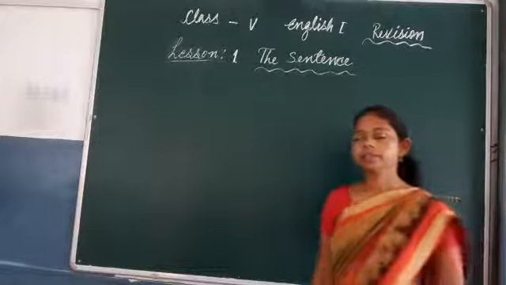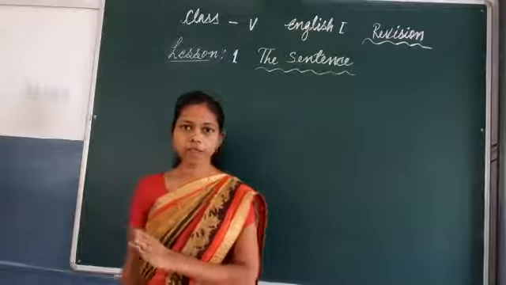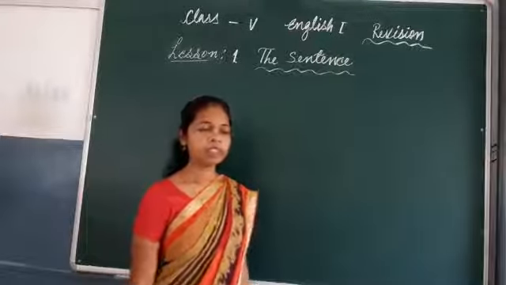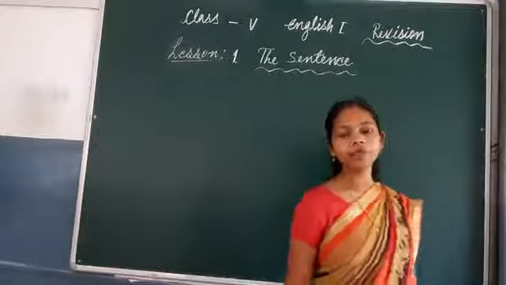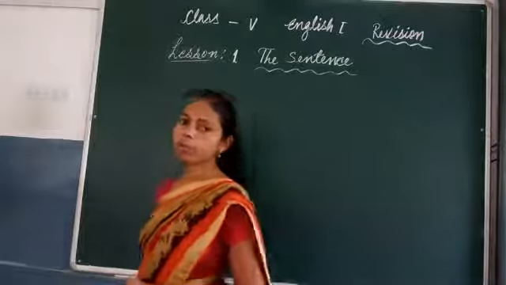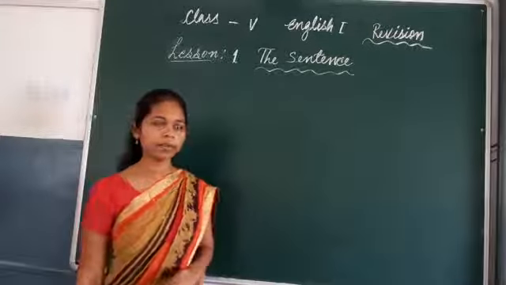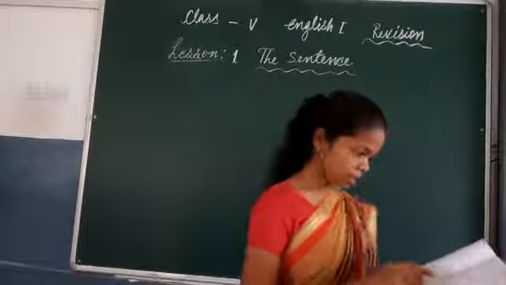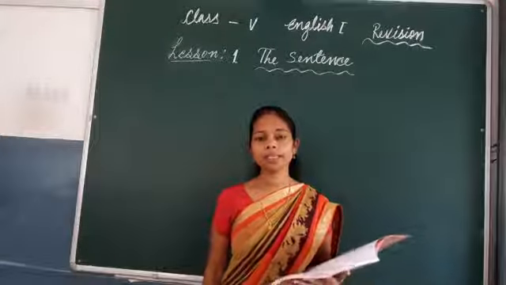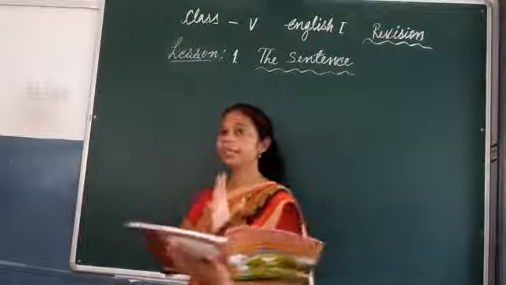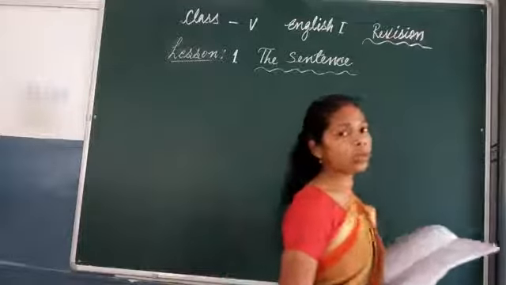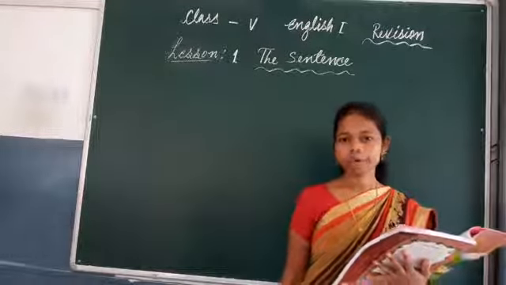We have seen the difference between jumbled words and the sentence, isn't it? In jumbled words also there are so many words. It is also a group of words, but it does not make complete sense. Whatever jumbled words are given in the left column do not make any sense because they are not in proper order, not in proper place.